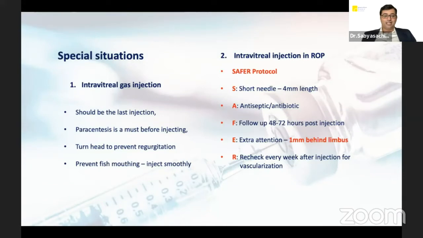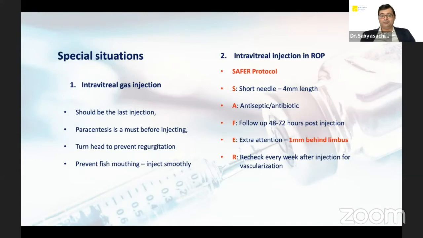For ROP, again, the safer protocol is a mnemonic that can be remembered, where S stands for the short needle, so it should not be more than 4 millimeters in length. So use a stopper if you can, so that it doesn't go too much inside. Then antiseptic and antibiotic use is even more important, especially in children.